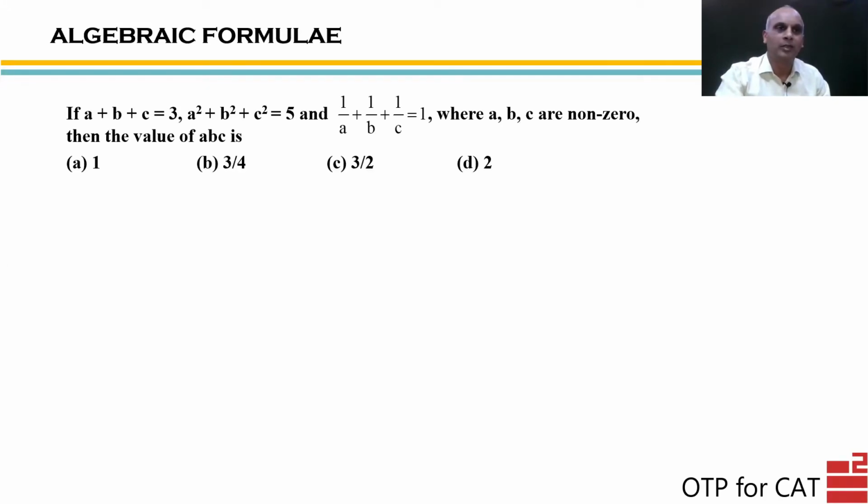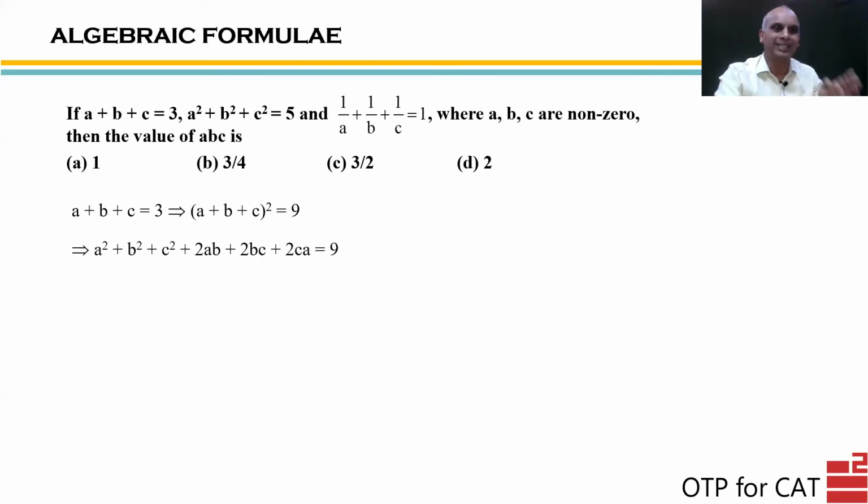This is another one. Some equations are given and we have to find the value of abc. How do we go about this? From the first two equations, a plus b plus c is 3 and a square plus b square plus c square is 5. What formula connects these two? If we square the first equation, we will hopefully get some answers. Squaring it, I get (a plus b plus c) whole square equals 9. When you expand this, the first term will be a square plus b square plus c square, whose value I already know, that is 5, given in the question.